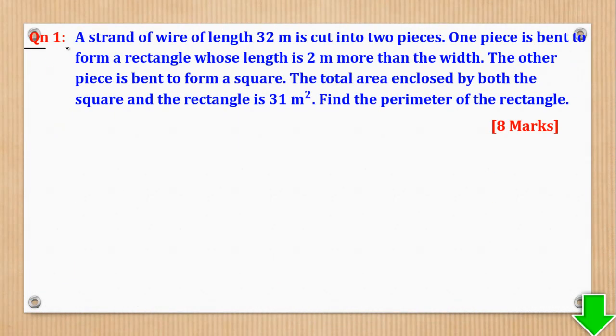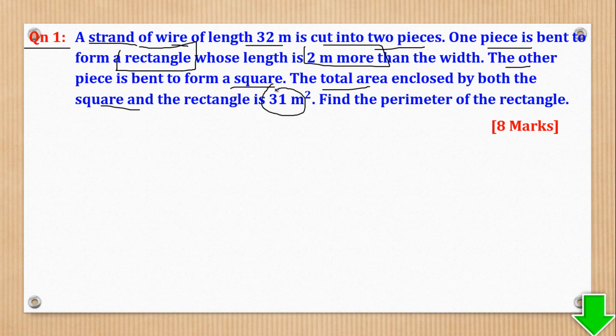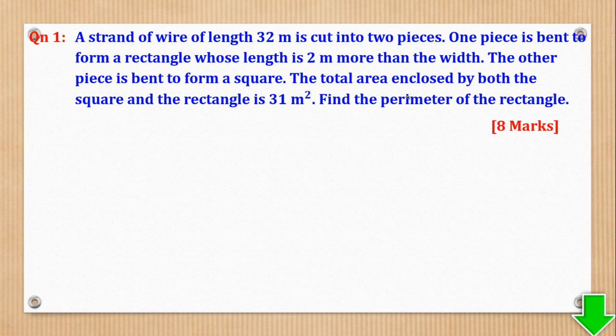So we shall start with question 1. Question 1 says, a strand of wire of length 32 meters is cut into 2 pieces. One piece is bent to form a rectangle whose length is 2 meters more than the width. The other piece is bent to form a square. The total area enclosed by both the square and the rectangle is 31 meters squared. Find the perimeter of the rectangle.